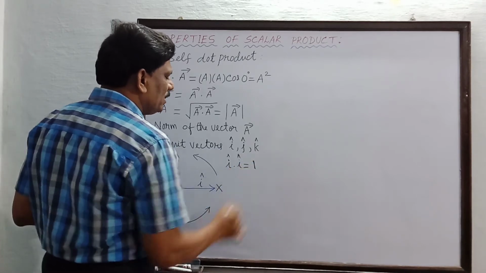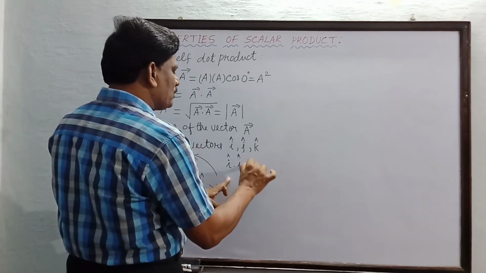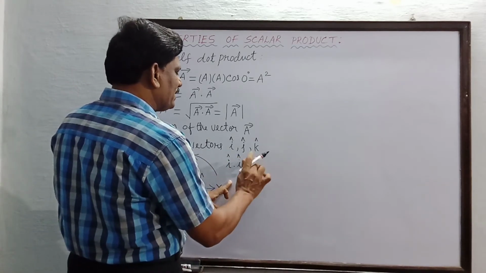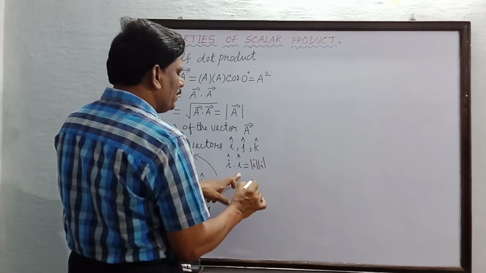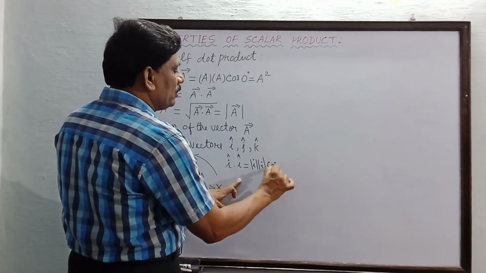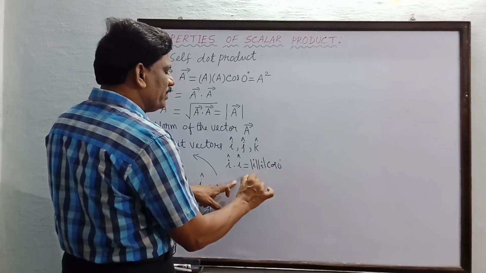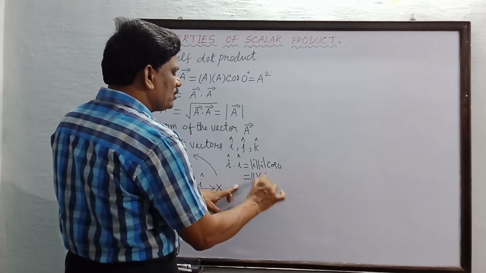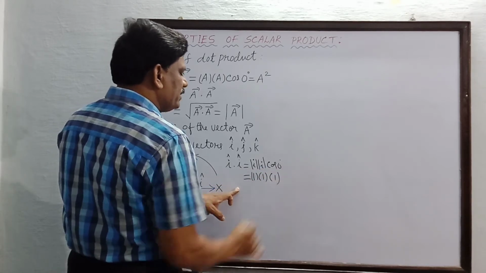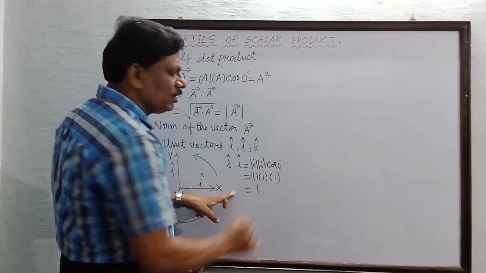So, this is the magnitude of this i cap, what is it? So, this is modulus of i cap. Is it not? The modulus of i cap into modulus of i cap into cos 0. So, into cos 0 is equal to 1. Therefore, this is equal to modulus of unit vector is 1 into, okay, this is also 1 into cos 0 is also equal to 1. So, this i dot i is equal to 1.